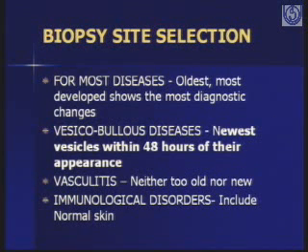So what is the lesion which you must biopsy? For most diseases, the oldest and the most developed shows the most diagnostic changes. However, in a vesicobullous disease, it is better to biopsy the newest vesicle, especially one which has appeared within 48 hours, that is, a recent vesicle. And in vasculitis, the lesion should not be too old nor too new. And in immunological disorders, always remember, you should include part of the normal skin for comparison.